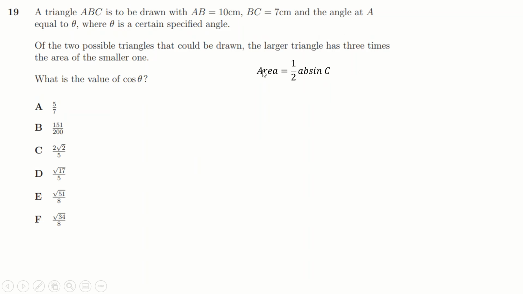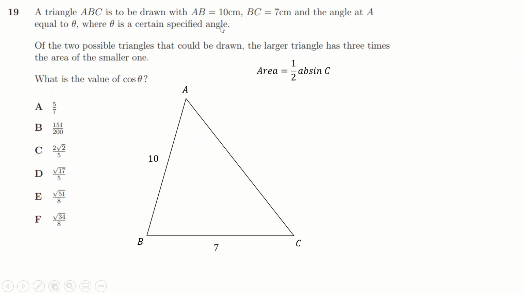Question number 19. This, I guess, is there randomly. Anyway, triangle ABC. Let's draw it. AB is 10, BC is 7, angle A is theta. So theta is a certain specified angle. When I first read this, of the two possible triangles that could be drawn, I thought this was talking about one triangle like this, and then another with a different theta. But theta is locked. It's a certain specified angle.